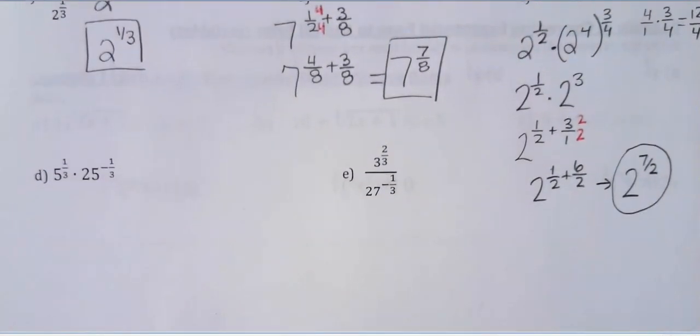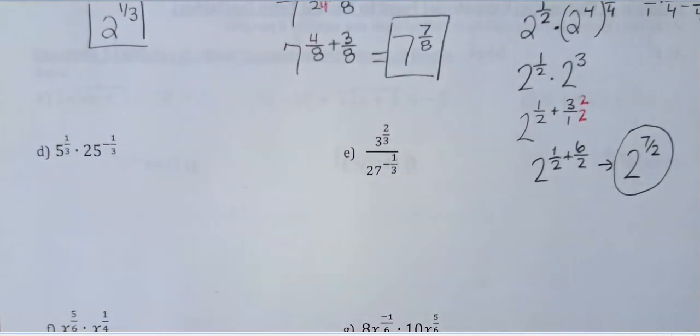I got 5 to the 1/3, and then times 25 to the negative 1/3.